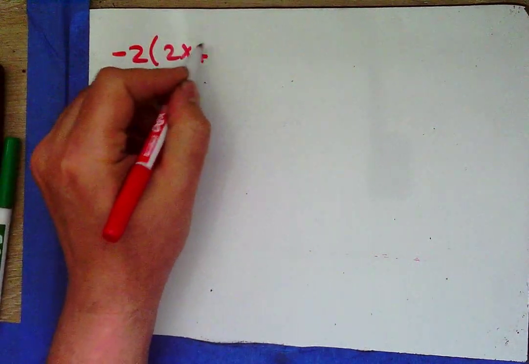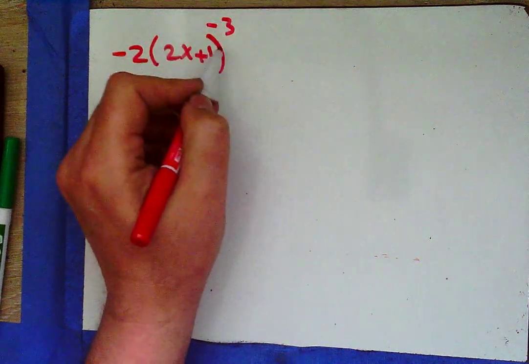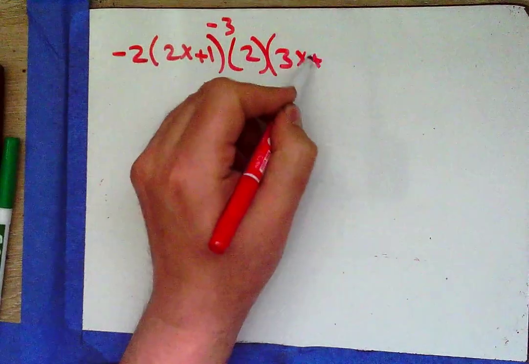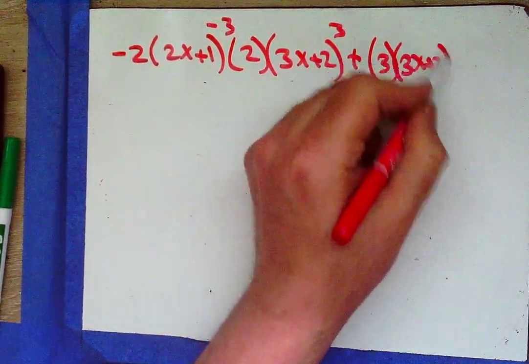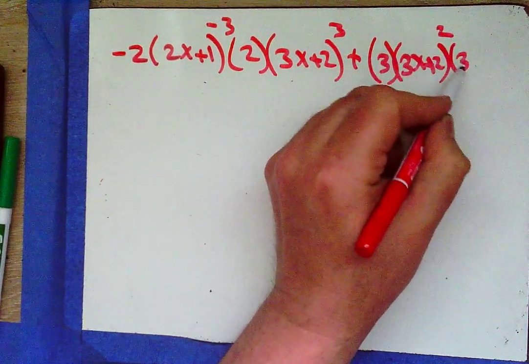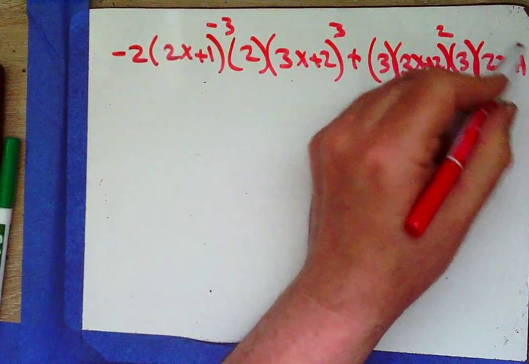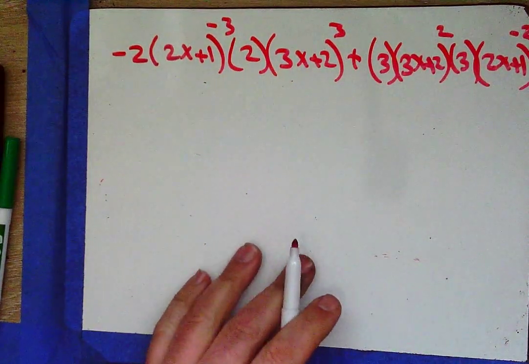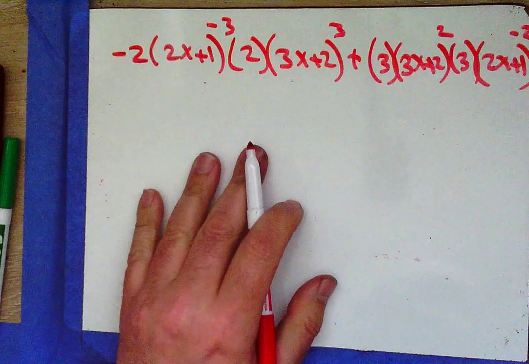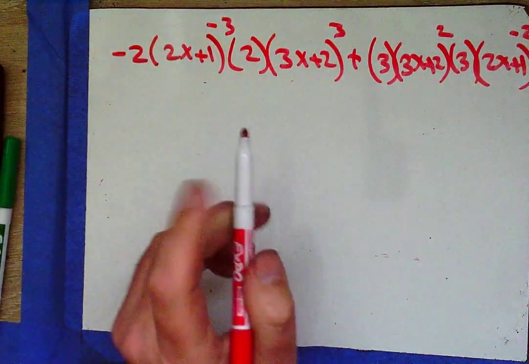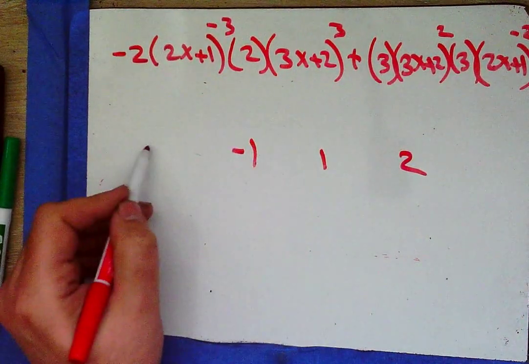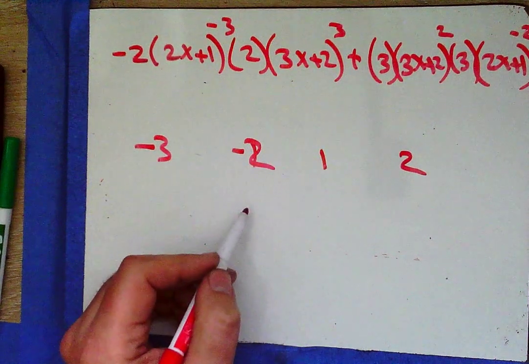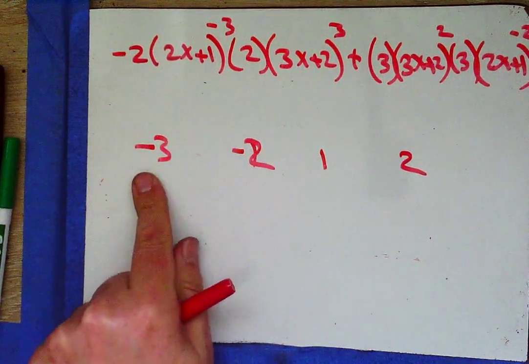Okay, so how about negative 2, 2x plus 1 to the negative 3 times 2, 3x plus 2 to the third plus 3, 3x plus 2 squared times 3 times 2x plus 1 to the negative 2. All right, now don't be scared about negative exponents. But remember, just like 1 is smaller than 2, negative 1 is smaller than 1, negative 3 is smaller than negative 2. The more negative, the smaller it is, okay?